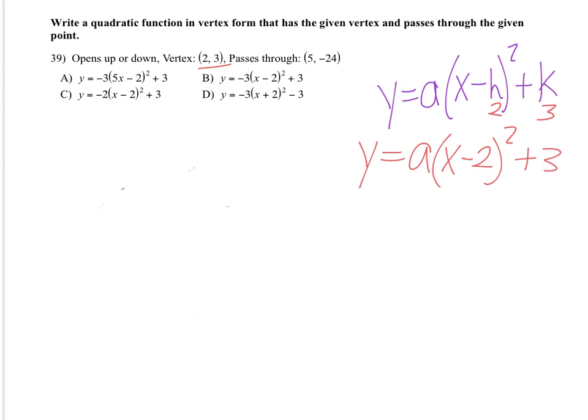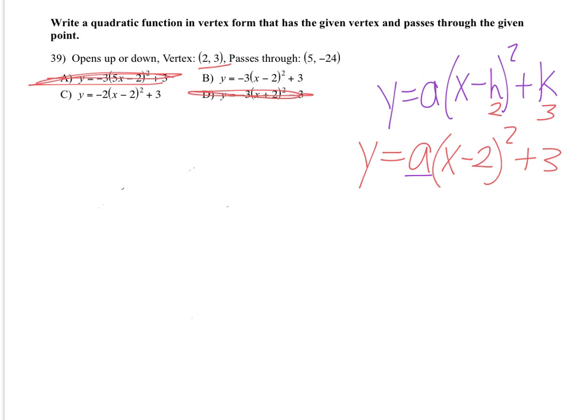I'm going to take my first swipe at my answers now, and cross out anything that doesn't work with this. D has a minus 3. The other three have plus 3s, minus 2 on the inside. A's got 5x minus 2. We're down to just B and C.